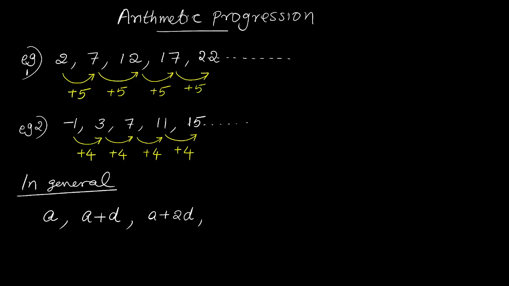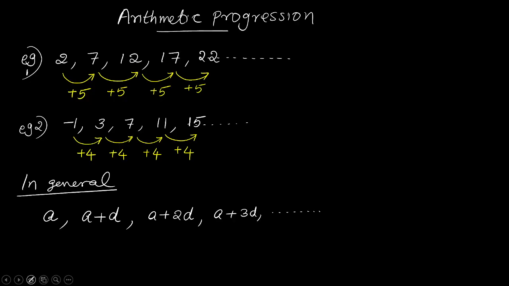Derivation is not required. Then what will be the next term? A plus 2D plus D. The D is the fixed number to be added. A plus 2D plus D, A plus 3D. This is the general form of arithmetic progression.